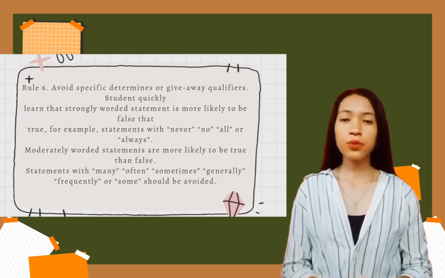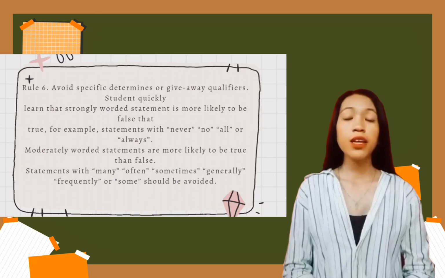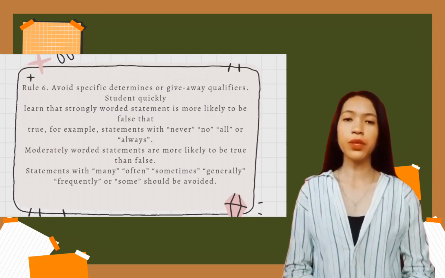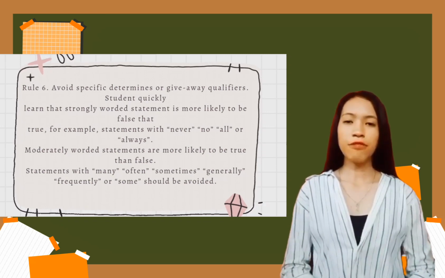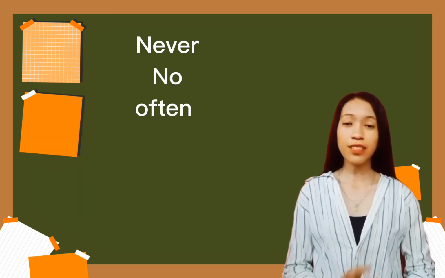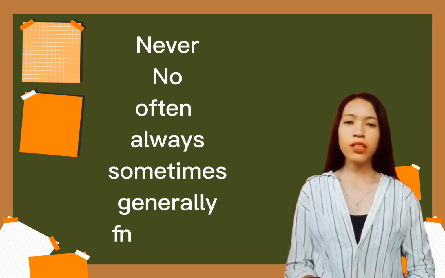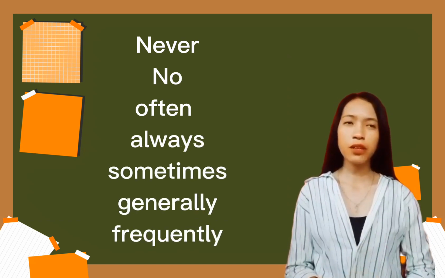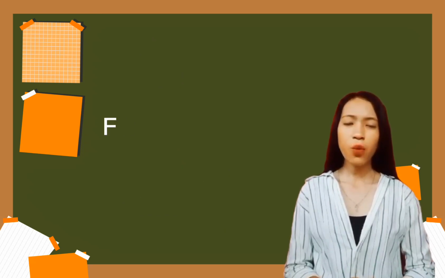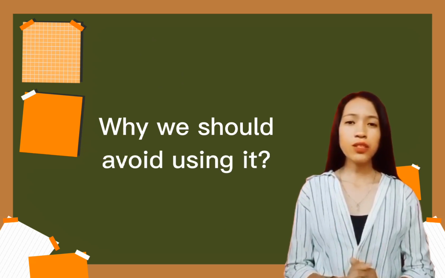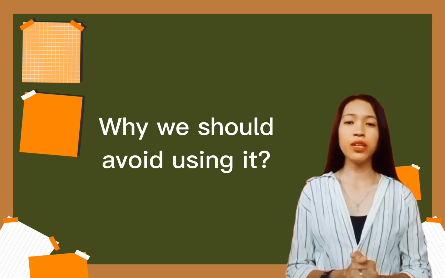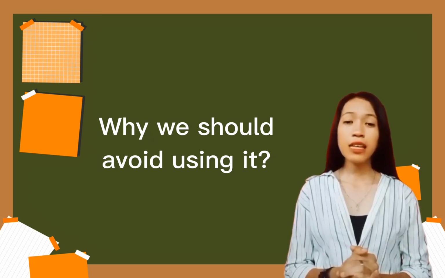And now let's go to rule number 6. It's quite the same as rule number 2. Avoid using specific determiners or giveaway qualifiers. These words are never, no, often, always, sometimes, generally, frequently, and many more. Why should we avoid using them? Because these will serve as hints for the students to determine if the statements are true or false.